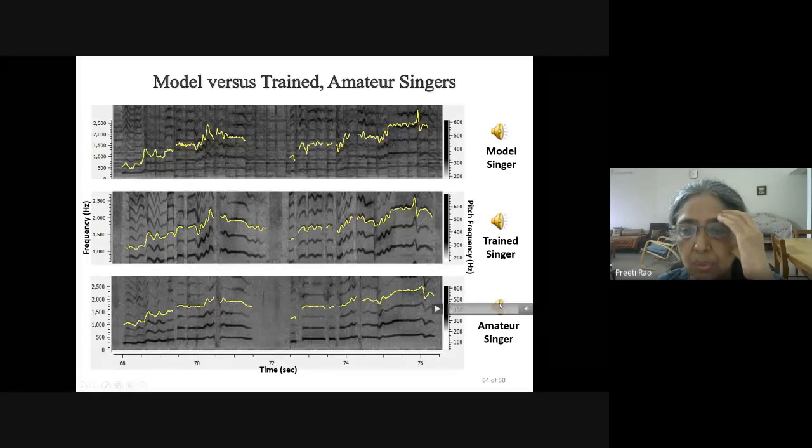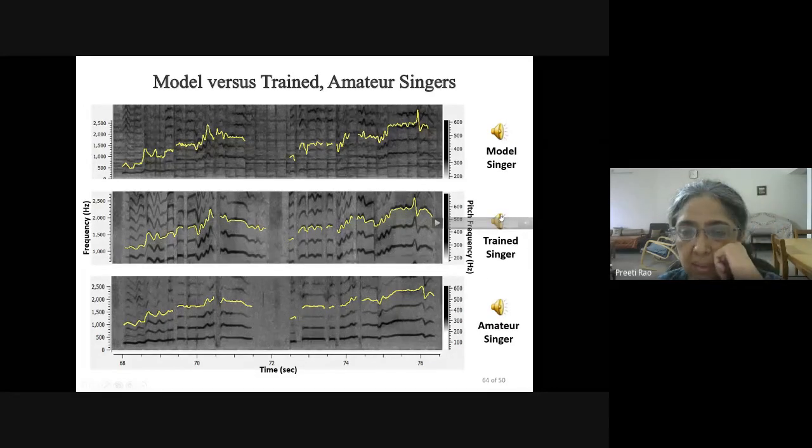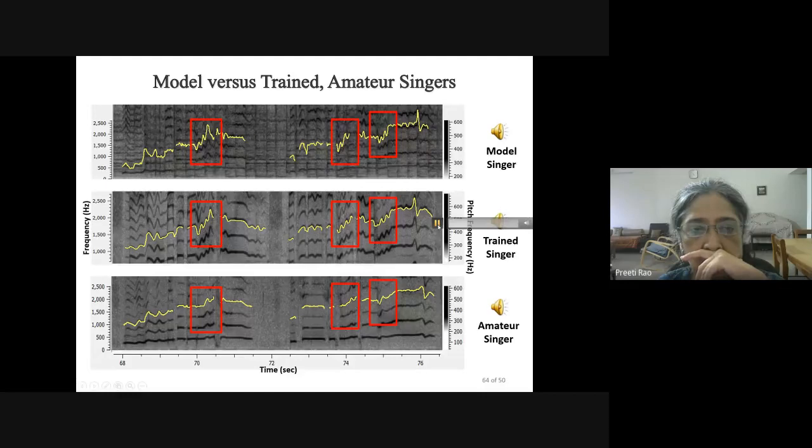Okay, now you can listen to the amateur singer singing the song. Okay, and another singer, different singer. Okay, so you would have noticed that there are differences we can easily tell.